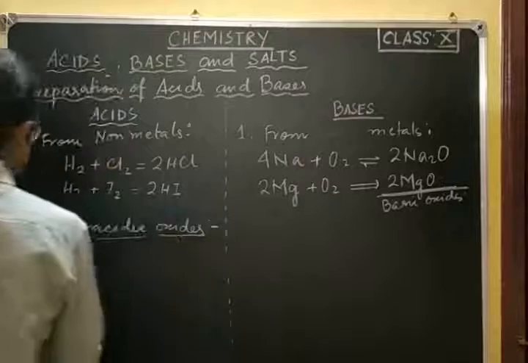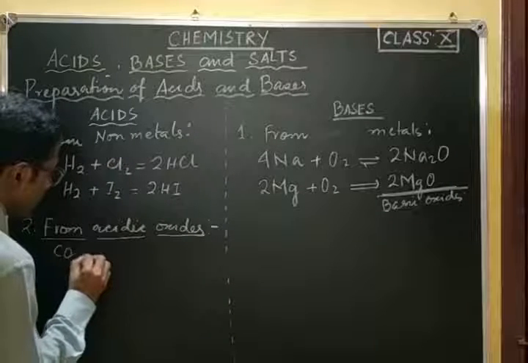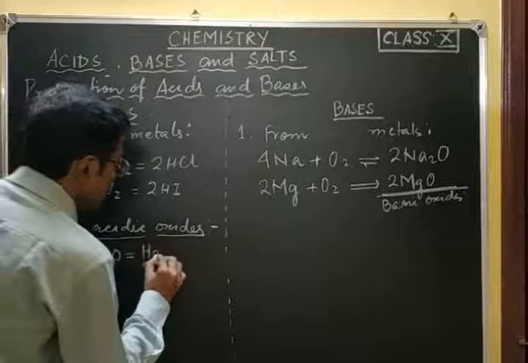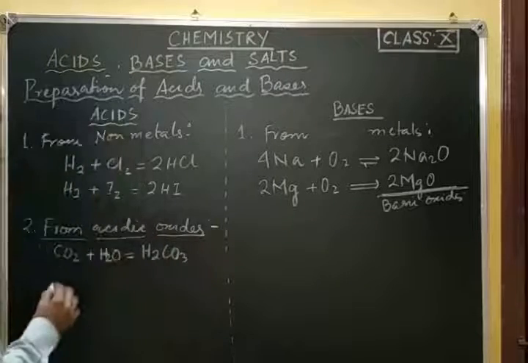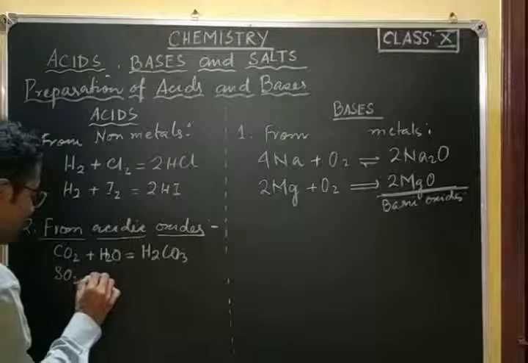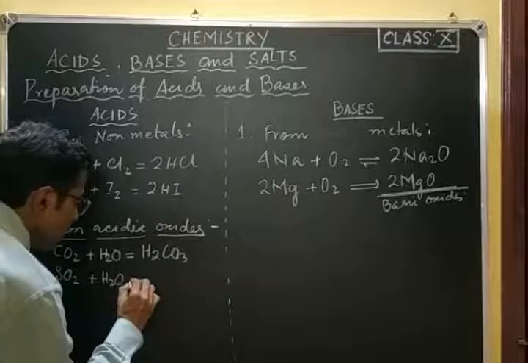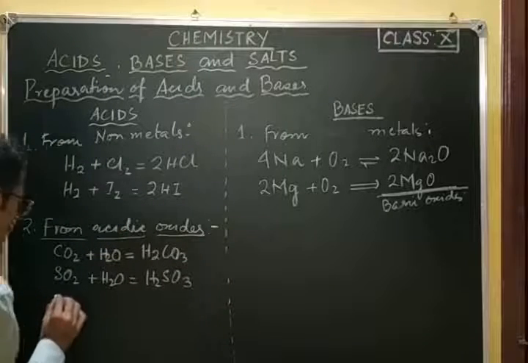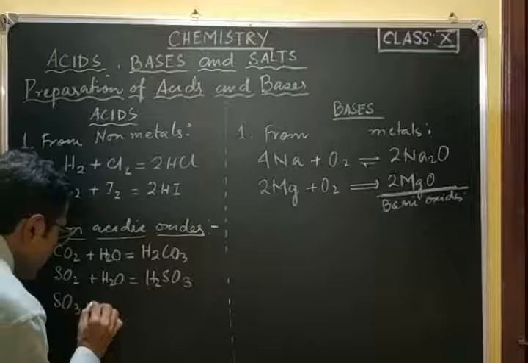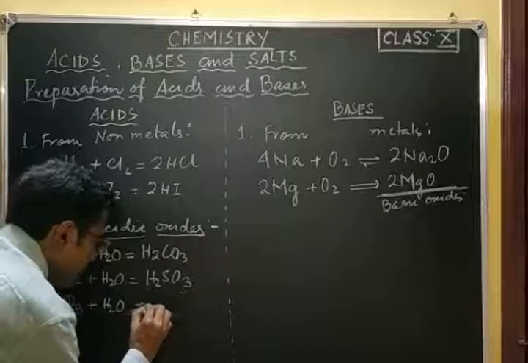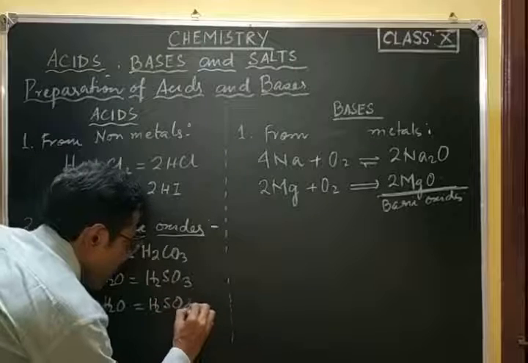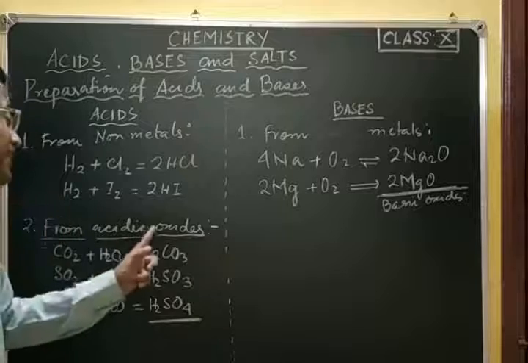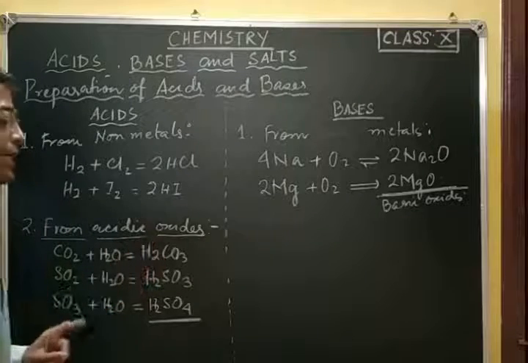Now see here, say I am taking the example of carbon dioxide. When it reacts with water, it produces H2CO3, that is carbonic acid. So I can take the example of sulfur dioxide. When it reacts with H2O, that is H2SO3, sulfurous acid. Say another example I am taking, plus H2O, that gives you H2SO4. And remember, these are acids which are obtained from acidic oxides. Acidic oxides means non-metallic oxides.